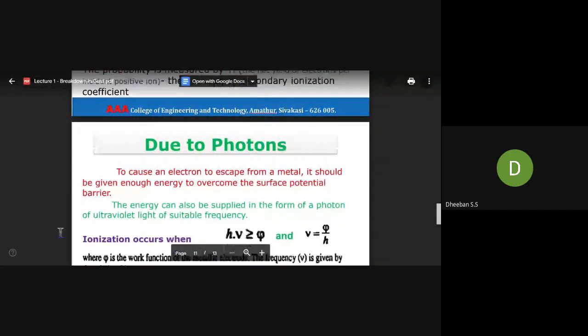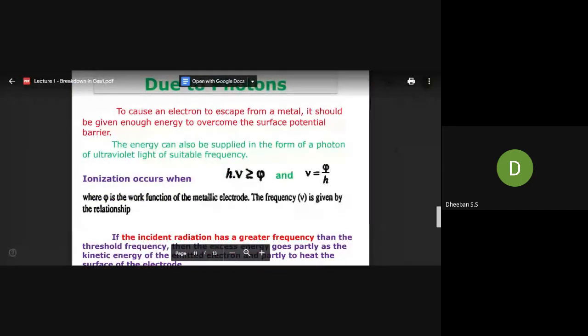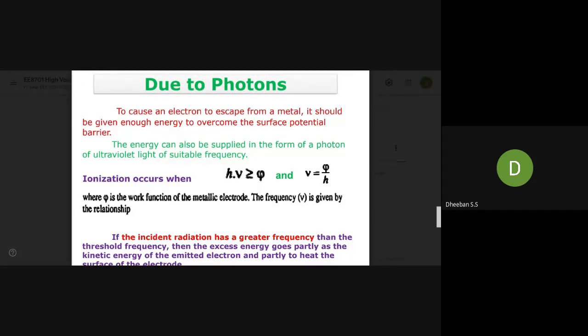Next is due to photons. Photons are nothing but light. h nu is your photon. Photon is the energy, nothing but h nu, to cause an electron to escape, entirely similar to your photoradiation. First, the ionization process will be taking place. Then again you will be exposing it to the h nu, that is radiation. After that, again the ionization process will come into effect. If the incident radiation has a greater frequency than the threshold frequency, then the excess energy goes partly as kinetic energy of the emitted electron. So here they are saying how the energy gets liberated. But the concept is similar to the photoionization process.